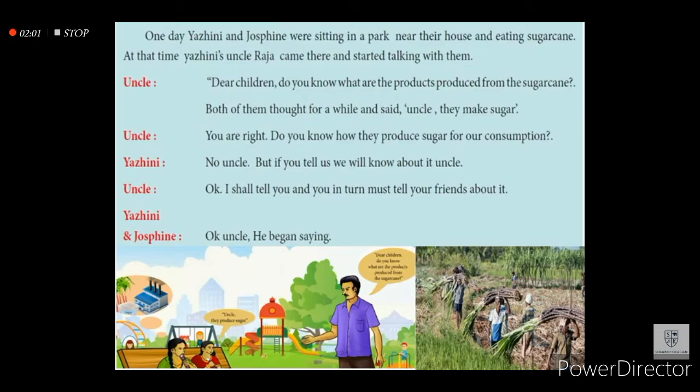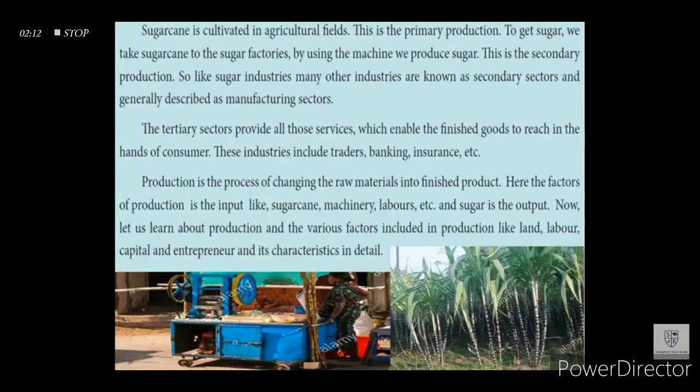"Okay, uncle." And he began saying, he said that sugarcane is cultivated in agriculture fields. Where is sugarcane cultivated, children? In the fields. This is the primary production. The cultivation is a primary production. To get sugar, we take sugarcane to the sugar factories. By using the machine, we produce sugar. This is the secondary production. So when you take the sugarcane to the factory to convert it into sugar, that is secondary production.